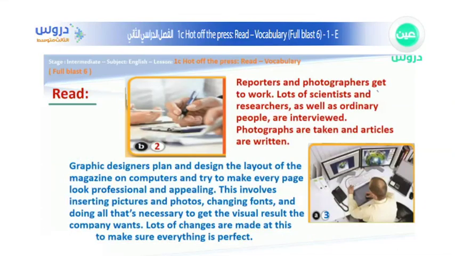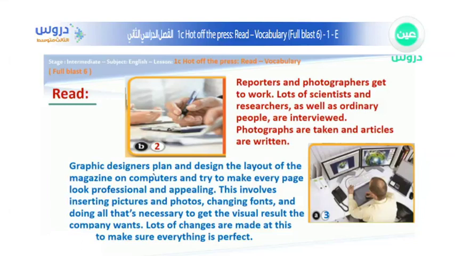2. Reporters and photographers get to work. Lots of scientists and researchers are interviewed, as well as ordinary people. Ordinary people, normal people like you and me, are interviewed. Photographs are taken and articles are written. Yes, that is correct.